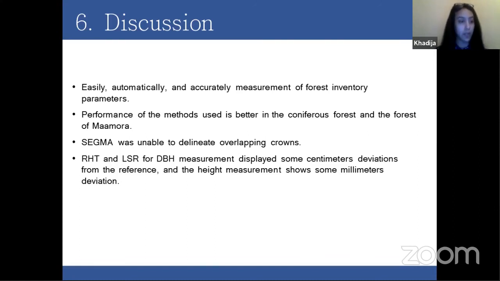For the DBH measurement, RHC and LSR algorithms both displayed almost 1 to 4 centimeters deviation from the reference, and height was extracted with 1 to 8 millimeters.